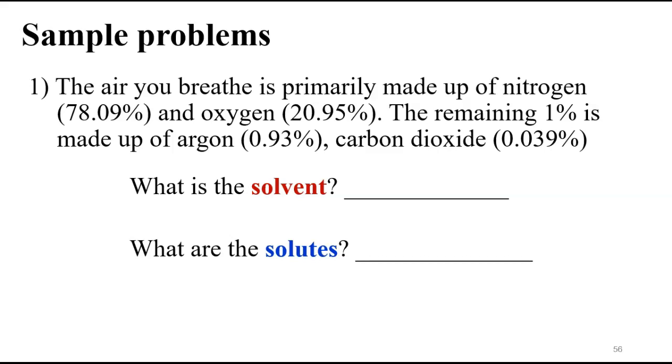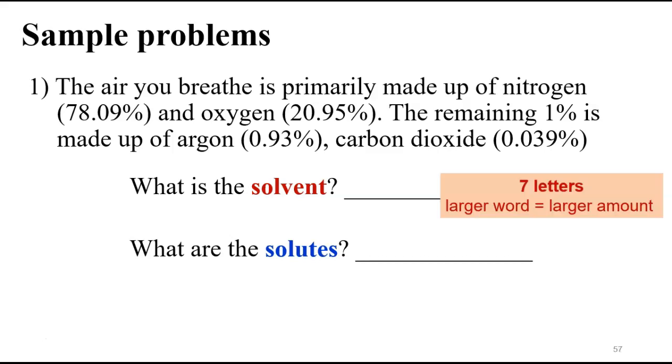Now you'll have 2 sample problems in your notes today. So let's look at it. It says the air that we breathe is primarily made up of nitrogen, about 78%, and then oxygen, about 21%. The remaining 1% is a lot of trace elements, but primarily argon at 0.93 and carbon dioxide, 0.039%. Okay, so our questions, which the solvent and what are the solutes?